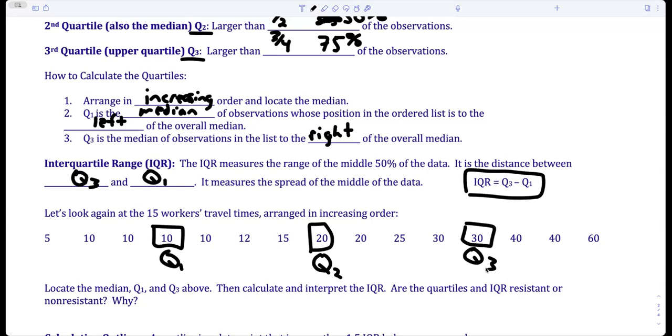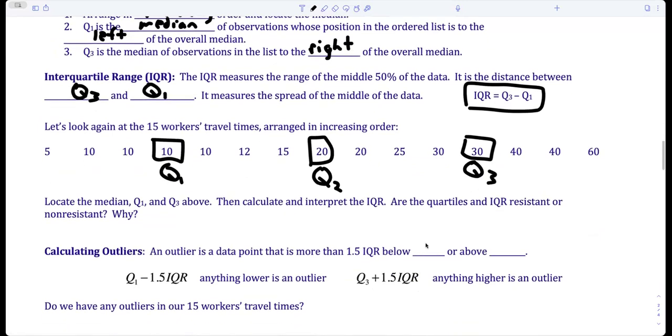And so this says locate the median, Q1 and Q3 above. We did that. Then calculate and interpret the IQR. Okay, so IQR is going to be Q3 minus Q1. So in this case, that would be 30 minus 10. So the IQR in this case would be 20.